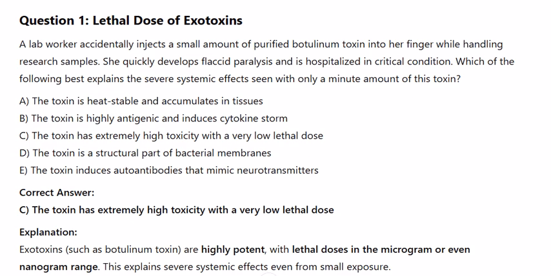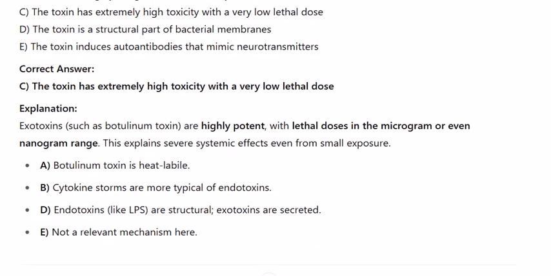Correct answer: C. The toxin has extremely high toxicity with a very low lethal dose. Explanation: exotoxins, such as botulinum toxin, are highly potent, with lethal doses in the microgram or even nanogram range. This explains severe systemic effects even from small exposure.